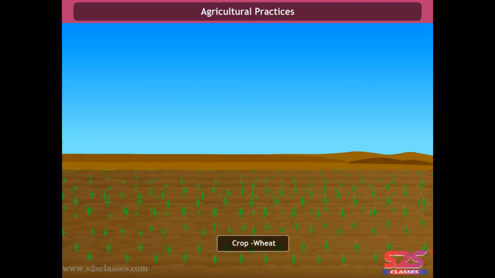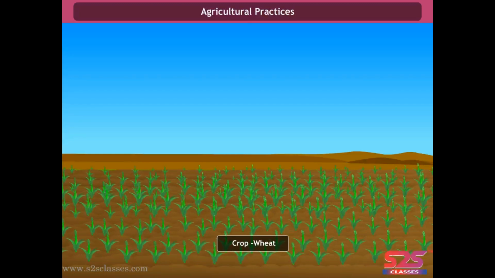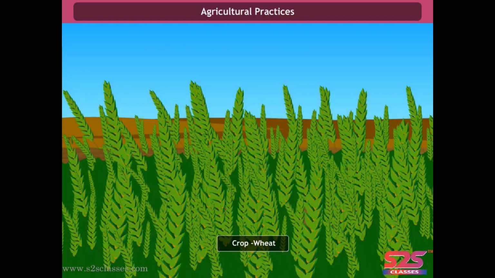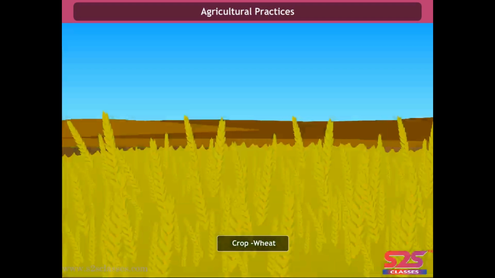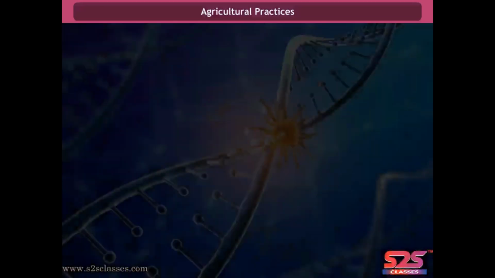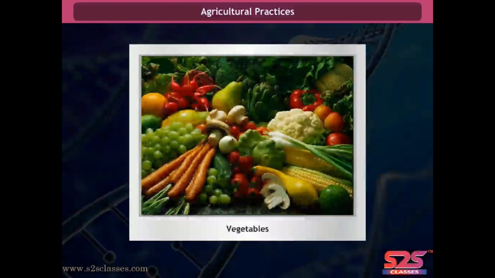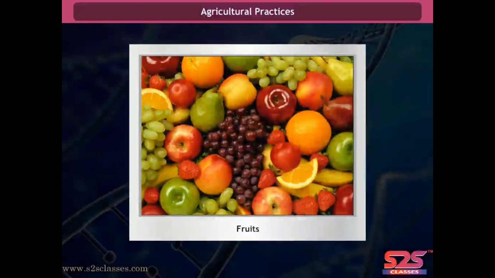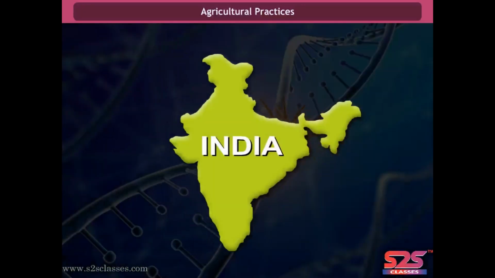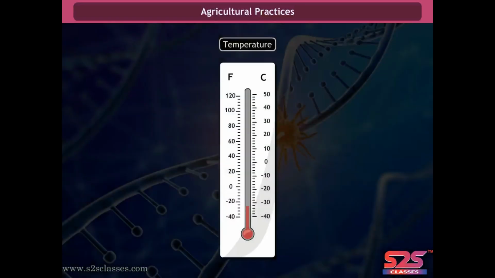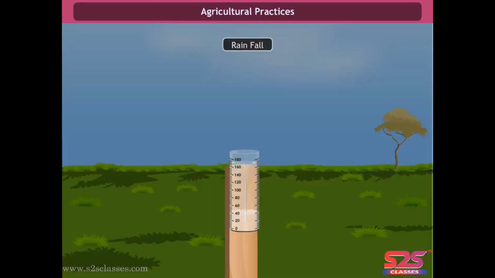Agricultural practices. When plants of the same kind are grown and cultivated at one place on a large scale, it is called a crop. Crops are of different types such as cereals, vegetables and fruits. These can be classified on the basis of the season in which they grow. In India, the climatic conditions such as temperature, humidity and rainfall vary from one region to another.